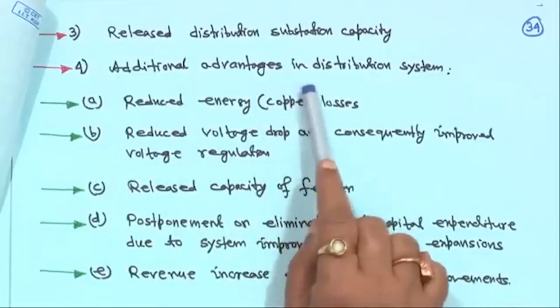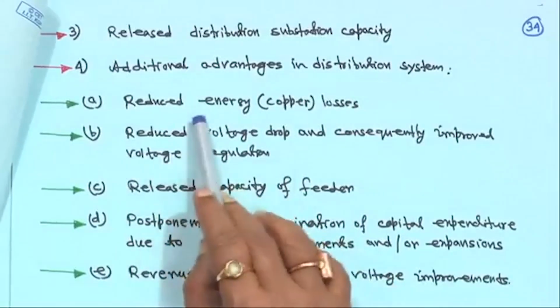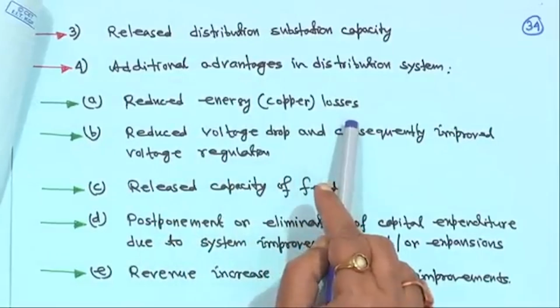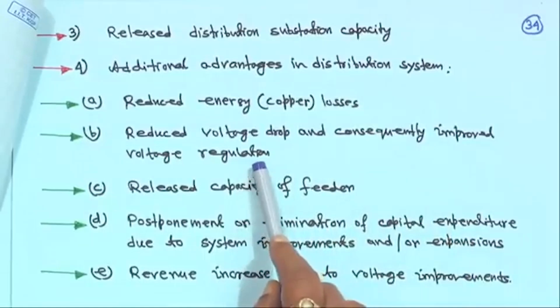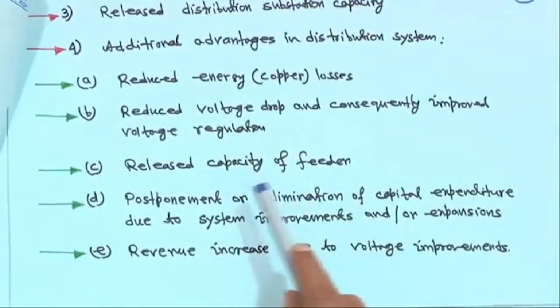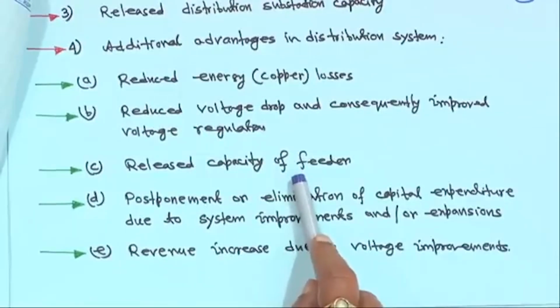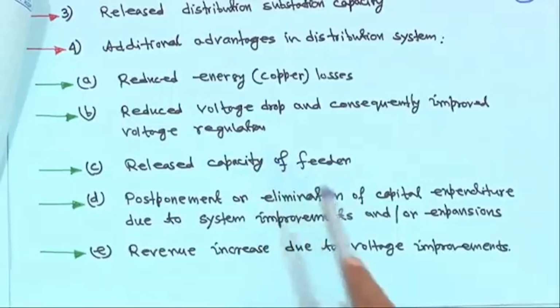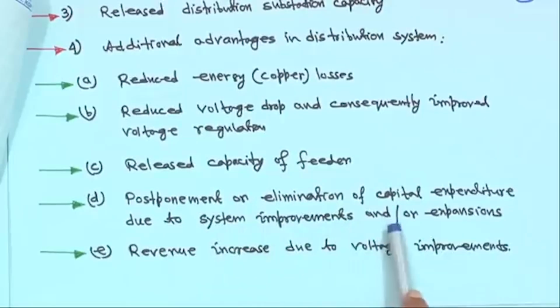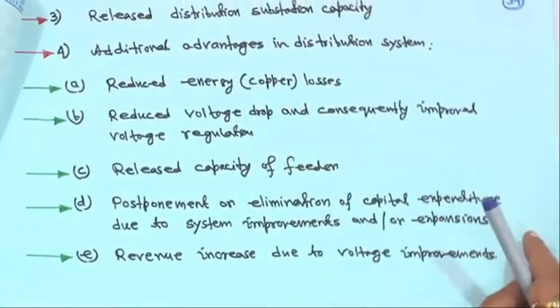Then number 4, additional advantages in distribution system, A, B, C, D, E, F, 6 things are there. One is reduced energy, that is I square R loss. It will reduce voltage drop and consequently improve voltage regulation. This is also because of the shunt capacitors effect. Release capacity of feeder, because of shunt capacitor, that feeder will draw less amount of current, we will come to that also, although something I have explained on this. Then postponement or elimination of capital expenditure due to system improvements or expansion. I think this is happening because of the distribution substation capacity release, right.